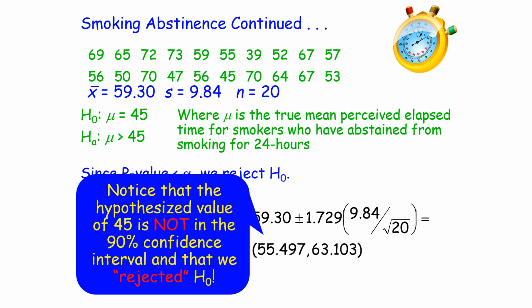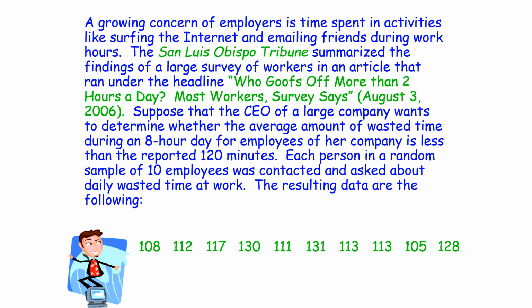Let's look at another example. Here, a growing concern of employers is time spent in activities like surfing the internet and emailing friends during work hours. The San Luis Obispo Tribune summarized the findings of a large survey of workers in an article that ran under the headline, "Who goofs off more than 2 hours a day?"